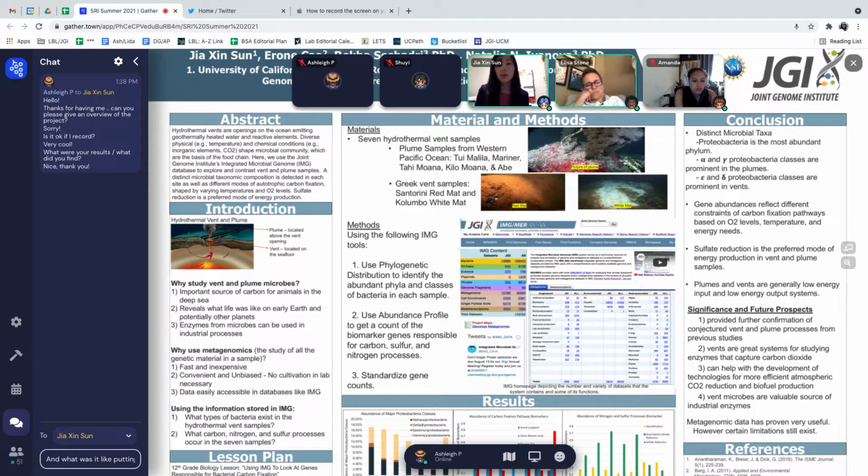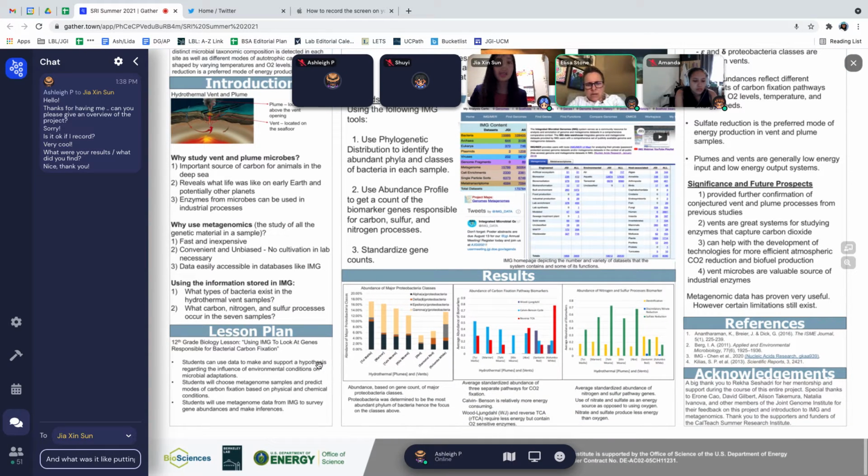From the graph here, you can see that the vents rely a lot more on Wood-Ljungdahl and reverse TCA, which tells you that vents are slightly more anaerobic. Take me through the graph just a minute. Which graph are you showing? That would be the middle graph. Okay, I see it now.